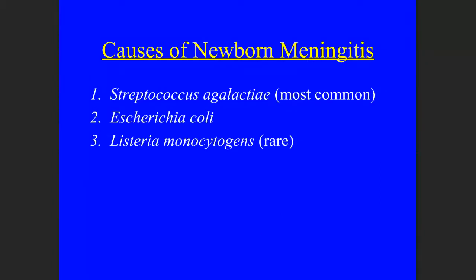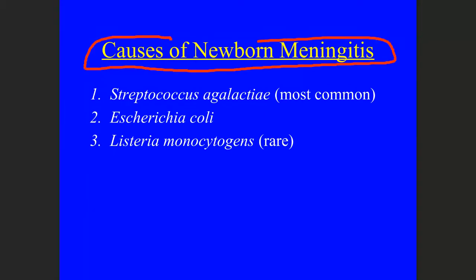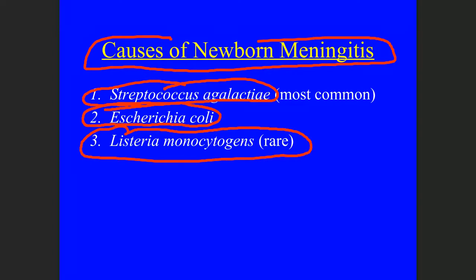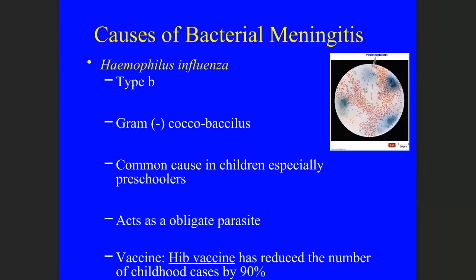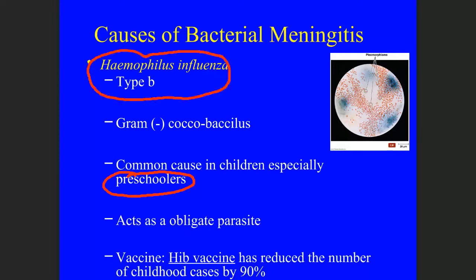So if we look at these 3 causes of newborn meningitis, the absolute most common cause is Streptococcus agalactiae. A distant second is E. coli. And then way, way down at the bottom of the list, a very rare case is Listeria monocytogenes. Okay. Now, we're going to move into our next age group, and our next age group is preschoolers. The number one cause of bacterial meningitis in preschoolers is Haemophilus influenzae type B, often referred to as HIB.